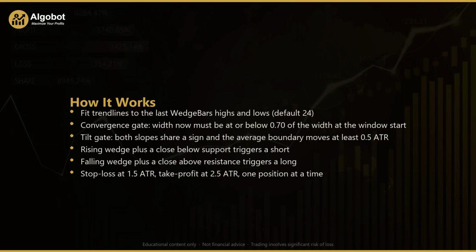Risk management is entirely ATR-based, so it self-scales with volatility. On a short, the stop-loss sits 1.5 ATR above entry, and the take-profit sits 2.5 ATR below. On a long, those distances flip. Because the take-profit is a larger multiple than the stop, the reward distance is bigger than the risk distance on each trade. The expert advisor holds just one position per magic number at a time and lets that stop and target manage the exit. Trading always involves risk, and losses do occur.